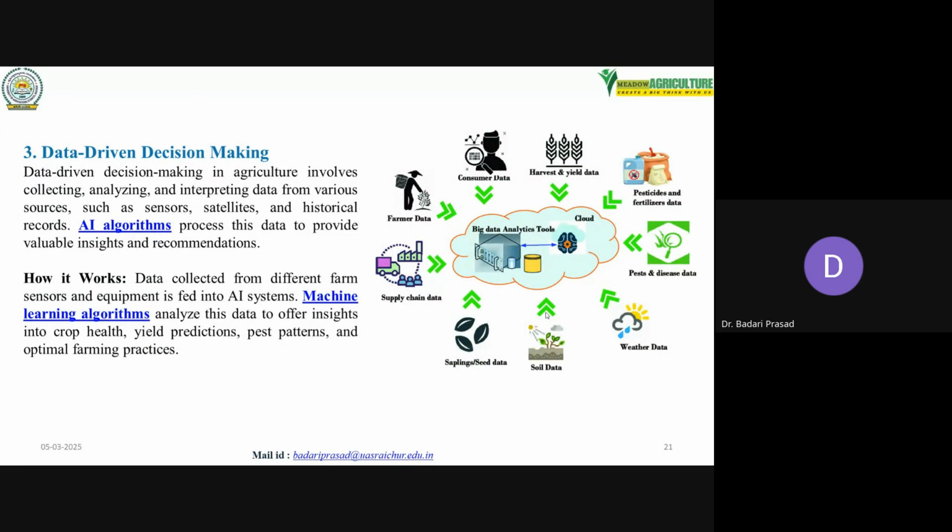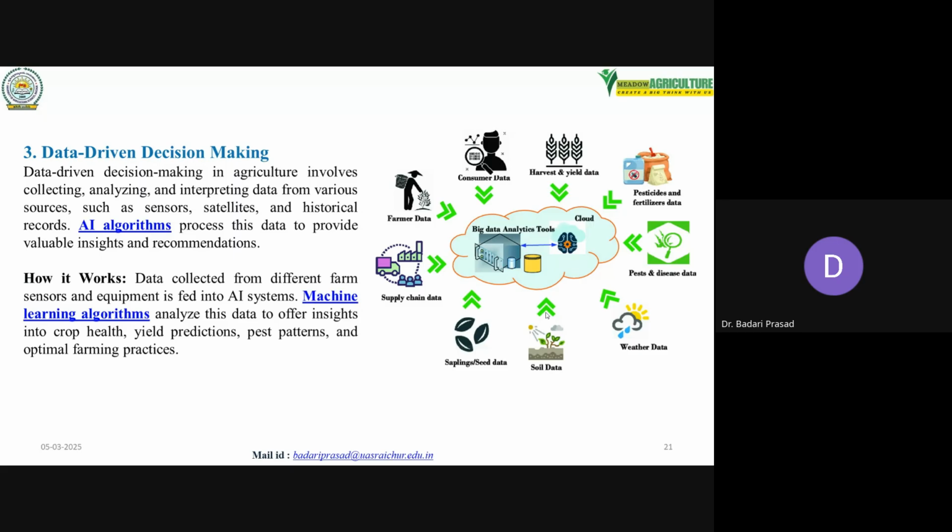The third one is data-driven decision making. Data-driven decision making in agriculture involves collecting, analyzing, and interpreting data from various sources such as sensors, satellites, and historical records. These AI algorithms process this data to provide valuable insights and recommendations. It works on the principle that data collected from different farm sensors and equipment is fed to the AI systems. Machine learning algorithms analyze this data to offer insights into crop health, yield predictions, pest patterns, and optimal farming practices.